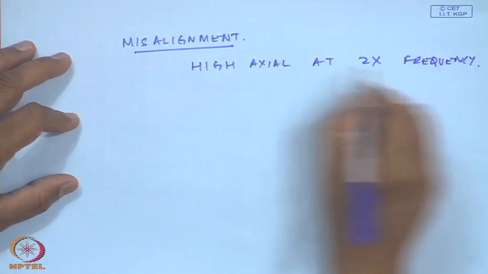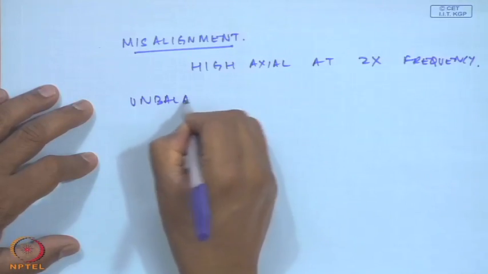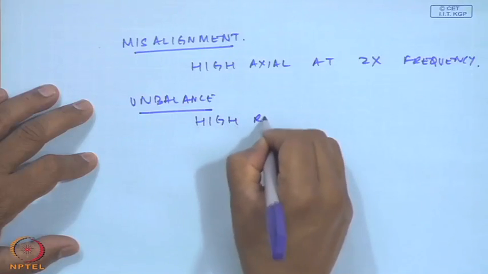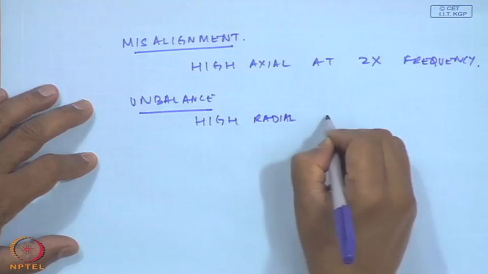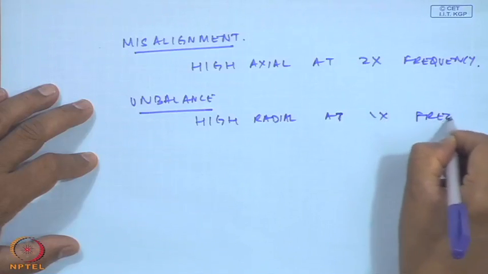If you recall, unbalance was high radial at 1x frequency.